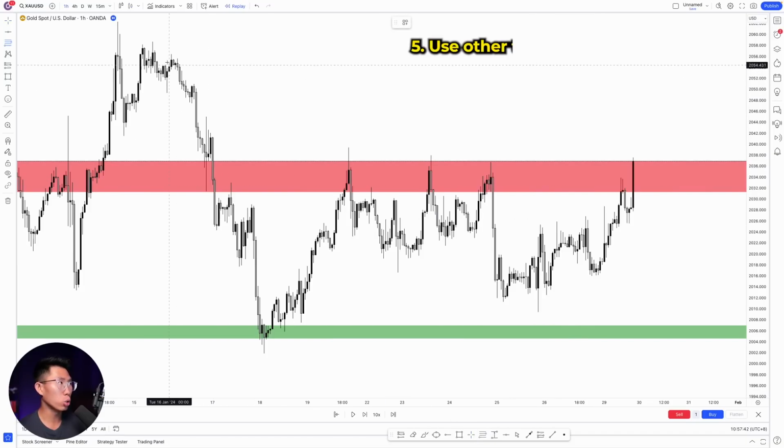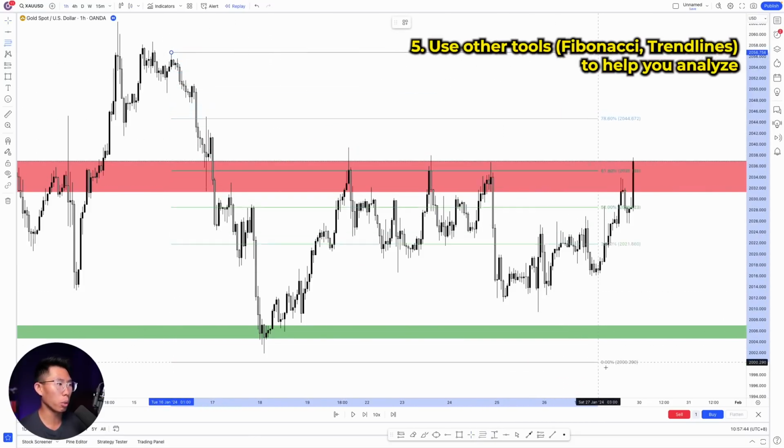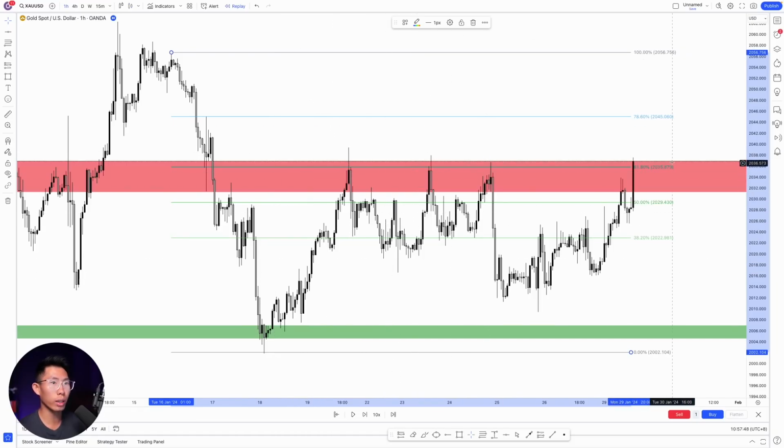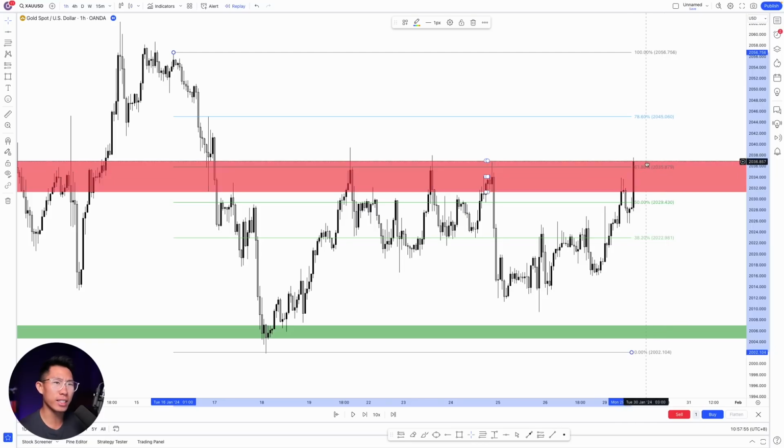In addition to that, you can also draw out your Fibonacci, like I mentioned, from point A to point B right here, and you can see that price has also retraced to the 61.8 retracement level. And just nice, the 61.8 retracement level actually lined up with our supply zone order block area right here. This just gave us additional confidence to enter a sell position right here.